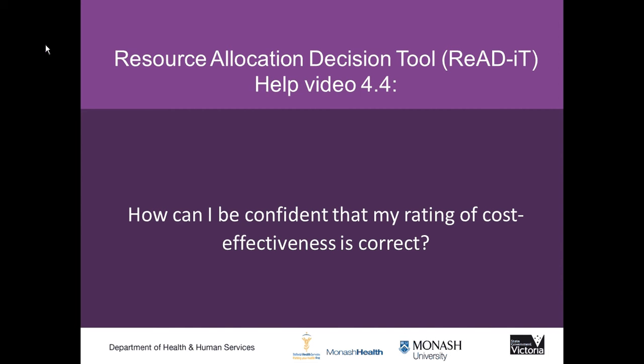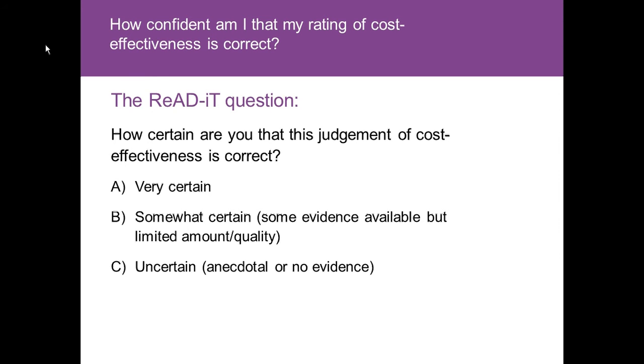My name is Terry Haines, and this video focuses on how I can be confident that my rating of cost effectiveness is correct. In the previous question on the Resource Allocation Decision Tool, we rated the cost effectiveness of the option being considered. Now the Resource Allocation Decision Tool asks you, how certain are you that this judgment of cost effectiveness is correct? Very certain, somewhat certain, or uncertain?